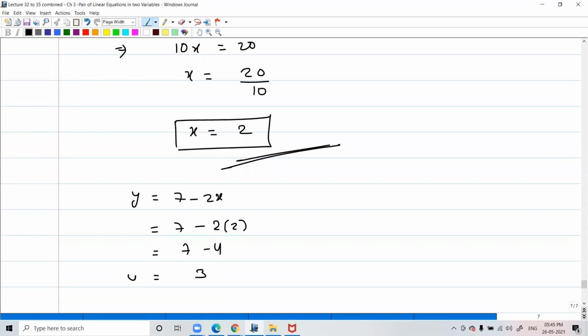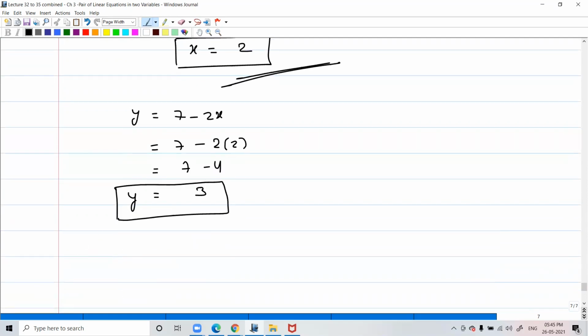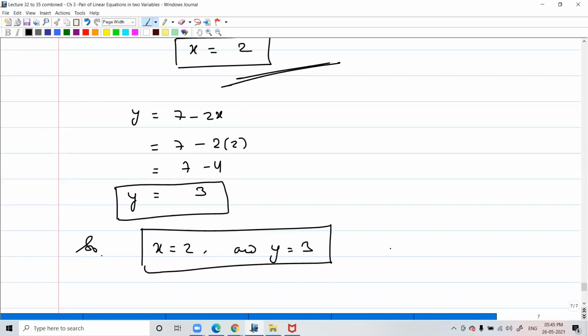Okay, so now we get both values. X is equal to 2, y is equal to 3. That's our solution. Remember, the same problem can also be solved using the elimination method. You'll get the same answer.